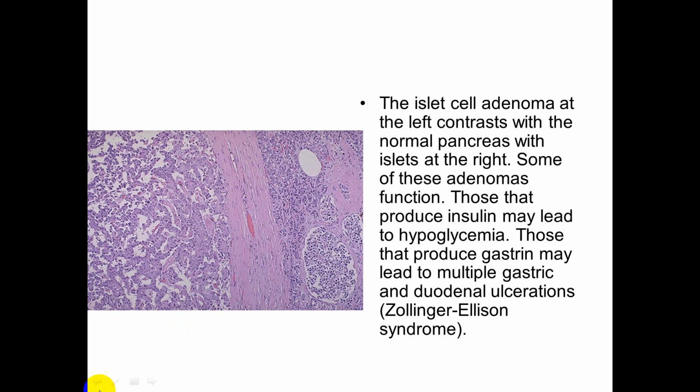These are histological signs of the tumor, the islet cell adenoma. The left contrasts with the normal pancreas with islet at the right. Some of these adenomas function. Those that produce insulin may lead to hypoglycemia. Those that produce gastrin may lead to multiple gastric and duodenal ulceration, Zollinger-Ellison syndrome.